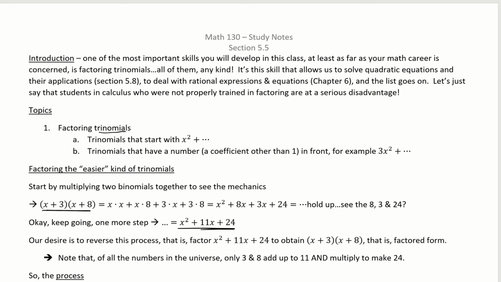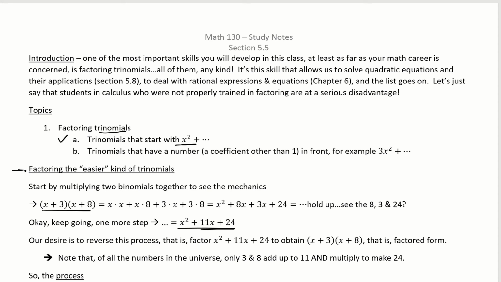This is section 5.5, and I am going to split it up into two videos again. One that deals with the so-called easier types of trinomials, and then the next video will be the ones that give us a little more difficulty. Because it's a really important skill. We use it all the time throughout math. When you are done with math in your career, you can throw it all away. But until then, this is something you want to strengthen. So here we go with trinomials.